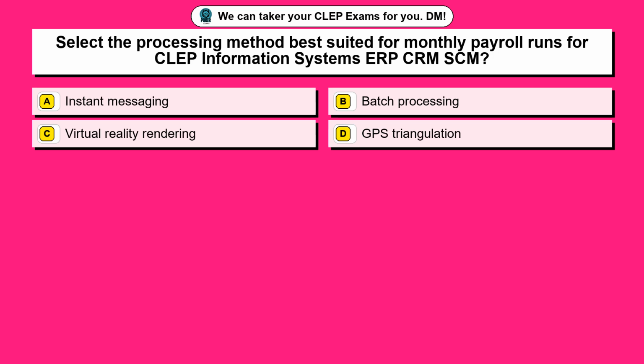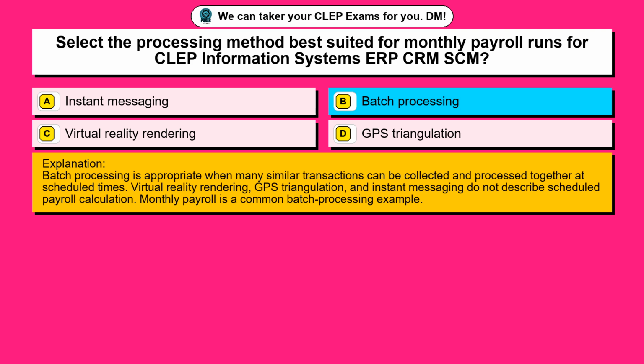Question 22. Select the processing method best suited for monthly payroll runs for CLEP Information Systems ERP CRM SCM. Option A, instant messaging. Option B, batch processing. Option C, virtual reality rendering. Option D, GPS triangulation. The correct answer is option B, batch processing.